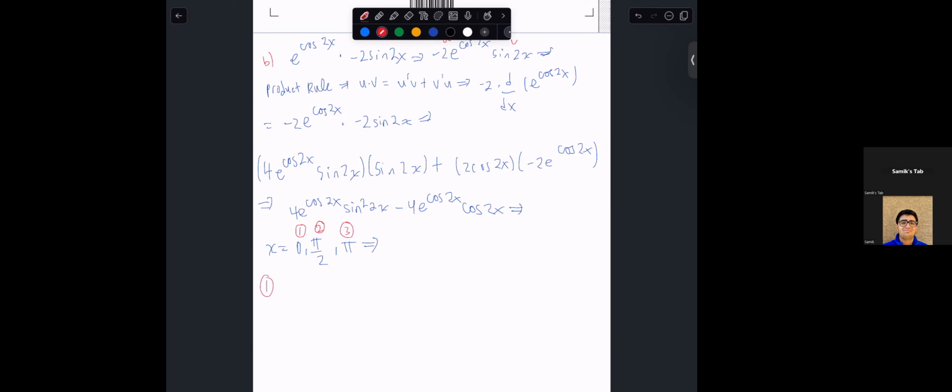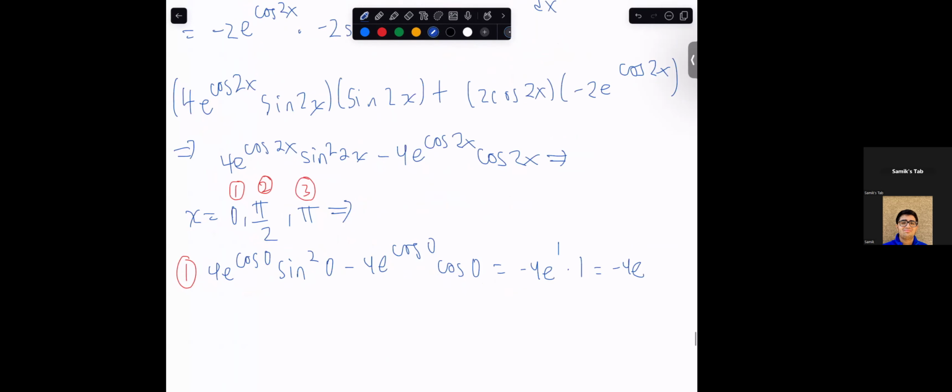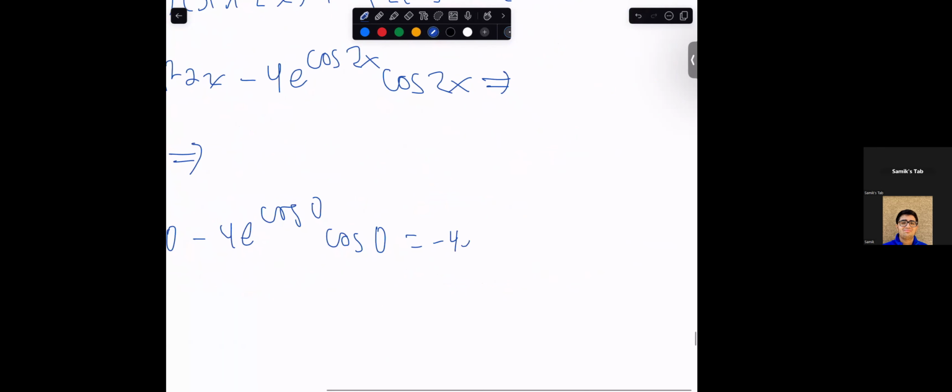So we can test this. For number 1, we put 4e^cos 0 sine square 0 minus 4e^cos 0 cos 0. This is minus 4e, e power 1 into 1, which equals minus 4e, which is less than 0.